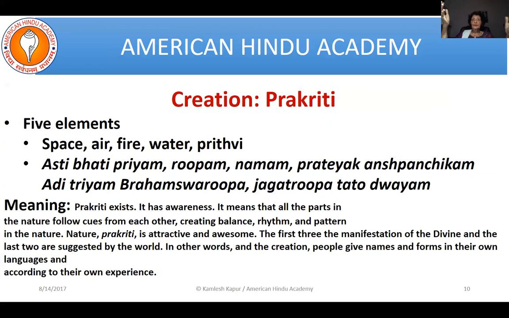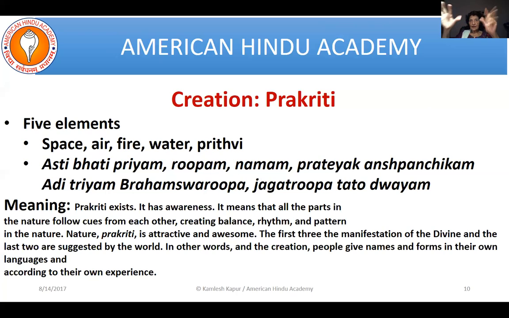And if the kids are at a slightly higher level, then you say that nature exists, it has awareness. Otherwise, why would the branches of the tree wave to each other when there is a wind? That means there is an awareness and a connection, a physical movement, and a purpose also. So, asti bhati priyam rupam namam. There are five things: Prakriti exists, it has awareness, it's beautiful, but the shape and the name, the function, we give.